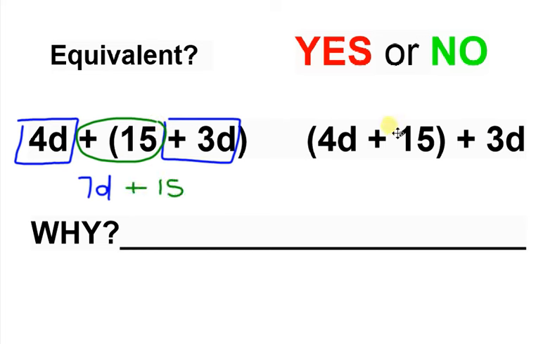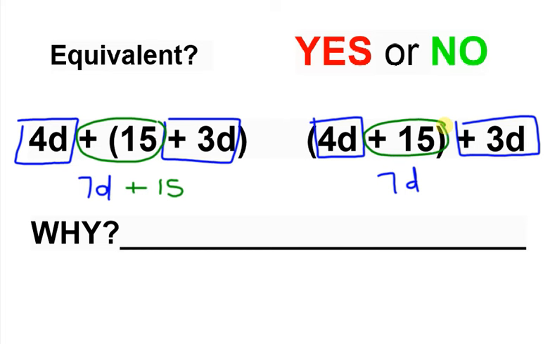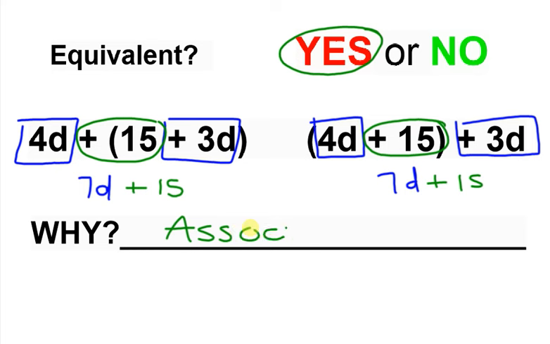Over here we have 4d plus 3d, which is 7d. And then here we have positive 15. So, are they equivalent, yes or no? Yes. But what property is it that moves parentheses around but keeps the terms in the same order? That is the associative property. So, you really did not even have to solve them. You just know that they are equal because of the associative property.